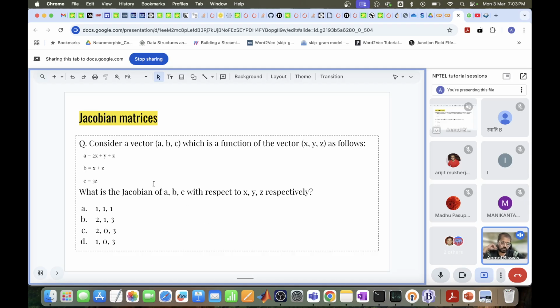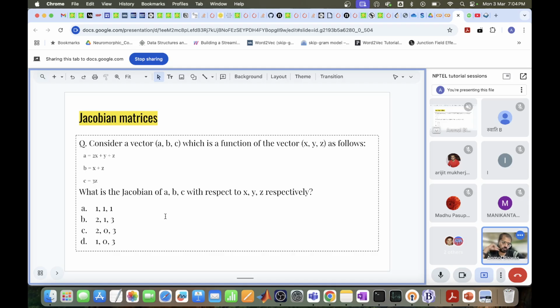What I'm saying is that I want del A by del X, del B by del Y, and del C by del Z, right? And del A by del X, you just take the gradient of this with respect to X, you get 2. Take the gradient of B with respect to Y, you get 0. C with respect to Z, you get 3. So you get 2, 0, 3, right?